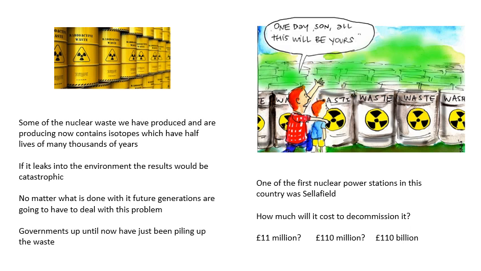A little quiz question for you. One of the first nuclear power stations in this country was Sellafield. How much is it going to cost to decommission it? In other words, to knock it down and then look after all the bricks and all the bits of low-level waste and medium and high-level waste. How much is it going to cost to decommission it? And the answer is, the latest estimate is £110 billion. And just imagine if that money had been invested in renewables, you know, we wouldn't need nuclear power.